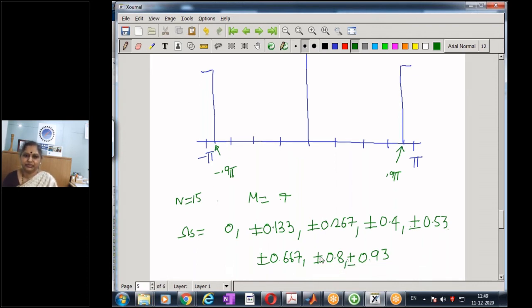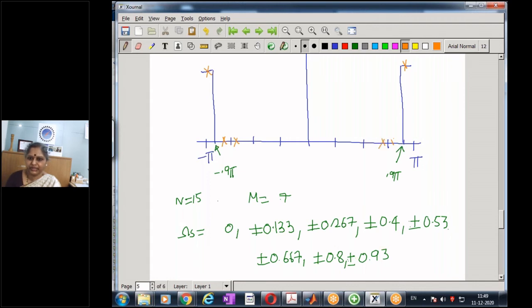Now when I look at this, in my pass band there is only one value, plus or minus 0.933. So let me take my samples here. I have one sample here, since it's a high pass filter, in the pass band. Then all other values are going to be zeros. And where are they located? Plus or minus 0.8, then plus or minus 0.667.